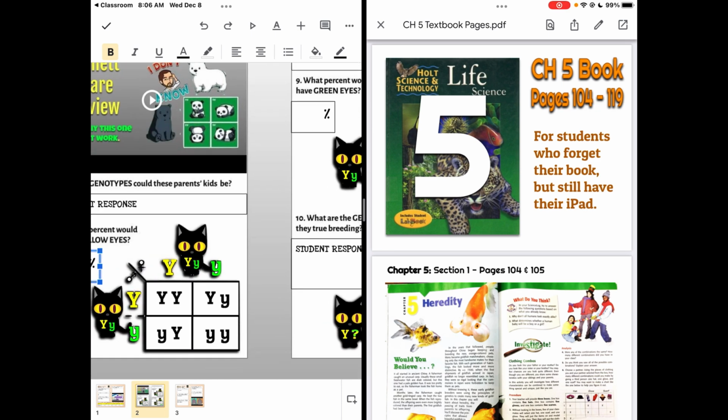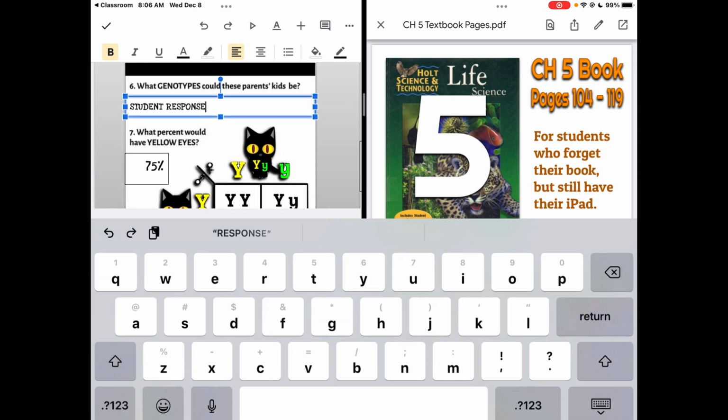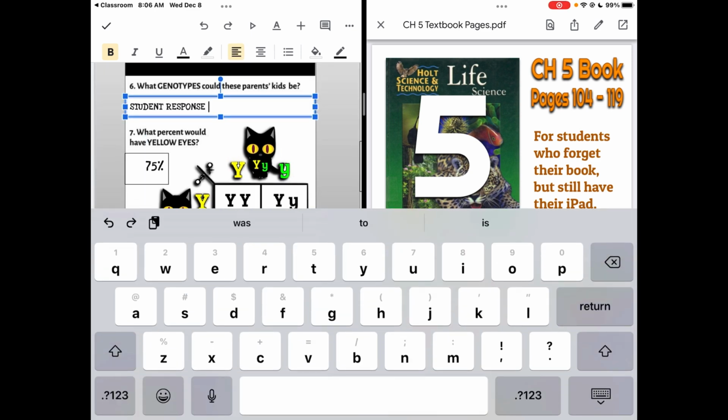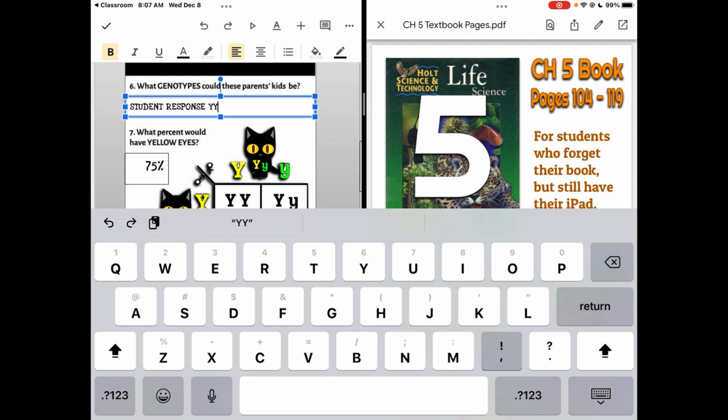And genotypes would be the parents' letters. So for instance, the parents' kids have different combinations. So here I'm asking about the kids. And the kids could be capital Y, capital Y, or we have to say capital, lowercase.